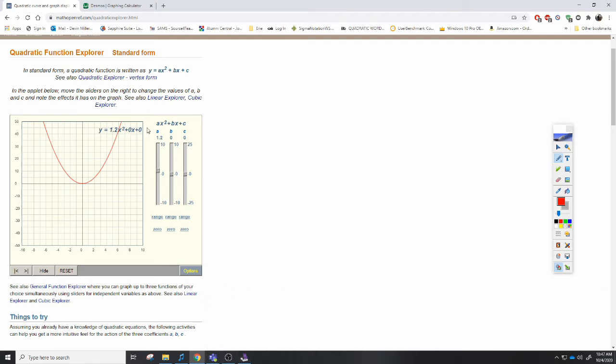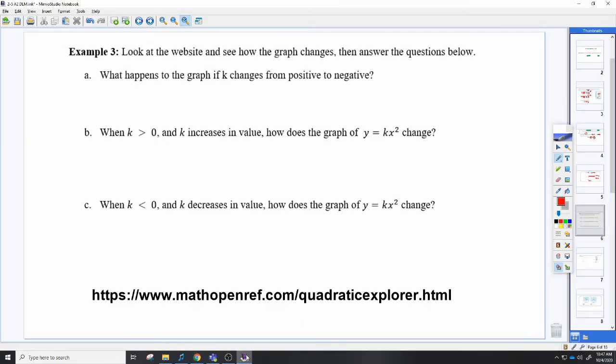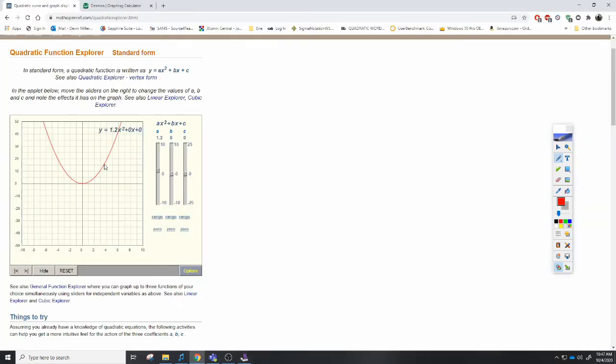So hopefully that works for you. You can see that U shape. Then we're just going to answer the questions that go along with it. So example 3 part A. What happens to the graph if k changes from positive to negative? So we already have it at a positive number. If you look at it, it's already at 1.2. That's what it looks like at 1.2 x squared.